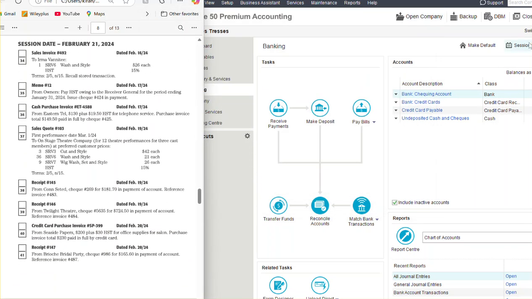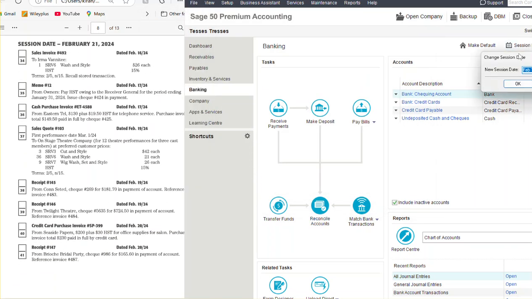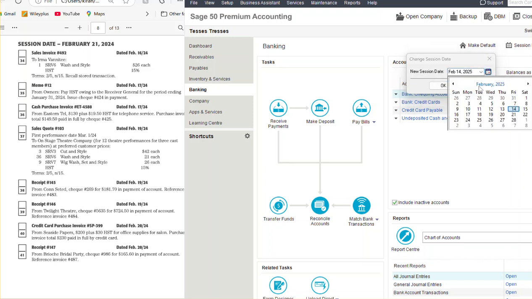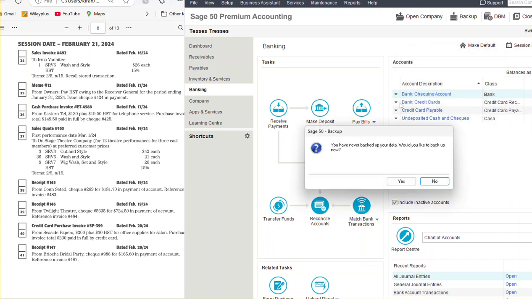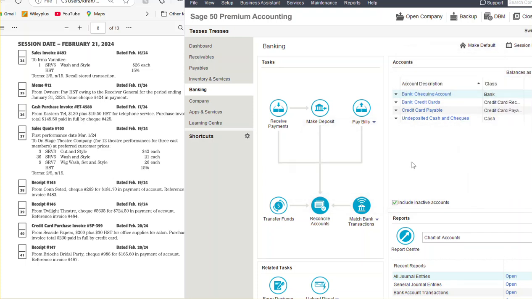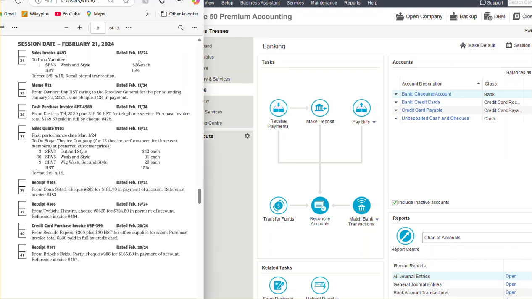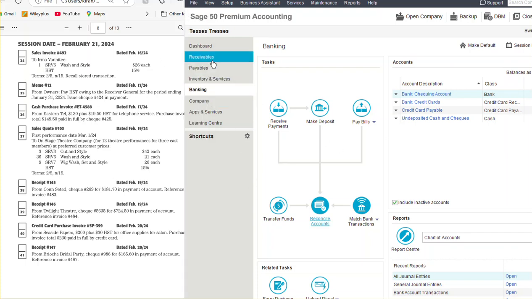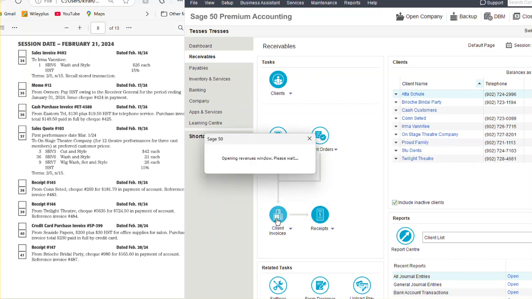I have to change the session date. I will go here and we are going to put the session date to be the 21st. I want to back up. My next one is the sales invoice. I will go to my receivable.